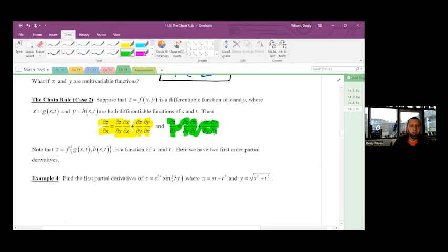Note that z equals f of g of s, t, comma, h of s, t is a function of s and t. Here we have two first-order partial derivatives. If you think about this in terms of the tree diagram, notice that z is a function of the intermediate variables x and y, which are in turn functions of the independent variables s and t. The yellow is following this path, whereas the green is following the paths to the t's.